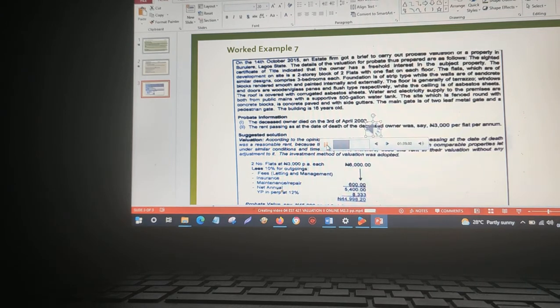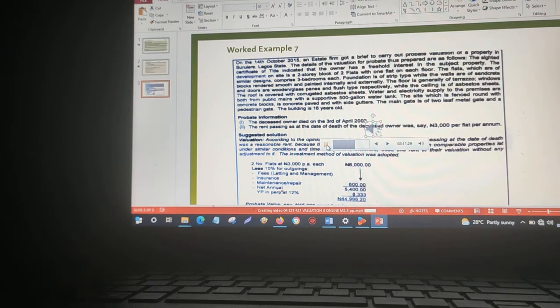Now look at worked example 7. What you have to look out for in the question is the time of death, the date of death. That is the most important thing. And rent passing as at the date of death. On the field, you may not know this rent passing. You have to go back in time, check records of sales and lettings at the time of death, and be able to come out with a reasonable rent, a rack rent, which you are going to capitalize.